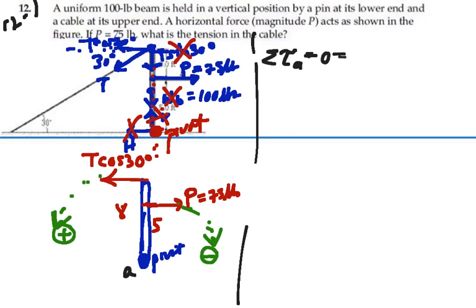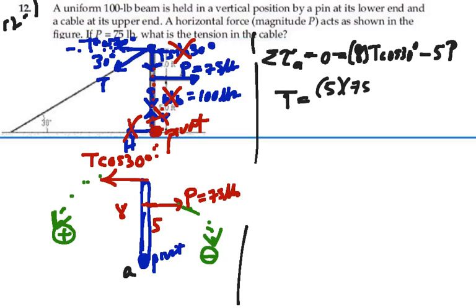And so what do we have? We have a positive torque, which is moment arm of 8 times T cosine 30. And then we have a negative torque, which is moment arm of 5 times P. We want to solve for T. So T is equal to 5 times P. P is 75 pounds. So it's going to be 5 feet times 75 pounds divided by 8 times the cosine of 30. And I have 5 feet over 8 feet, so the feet units are going to cancel out. So this is going to give me an answer that is indeed in pounds.